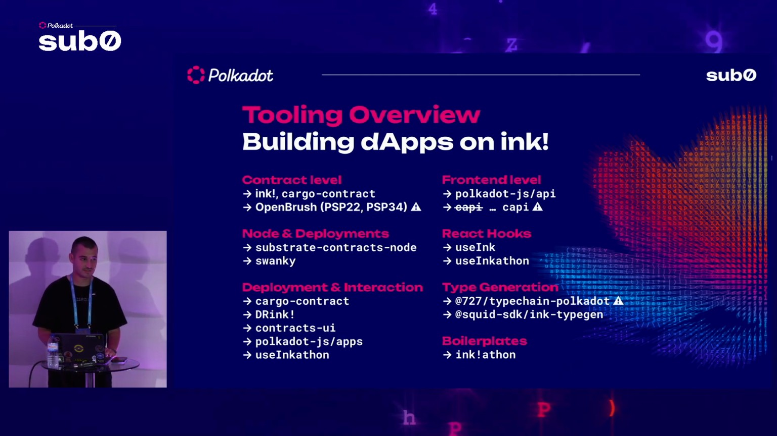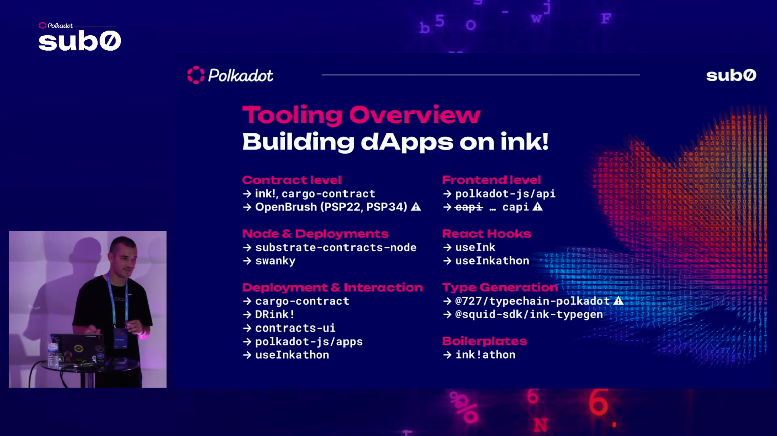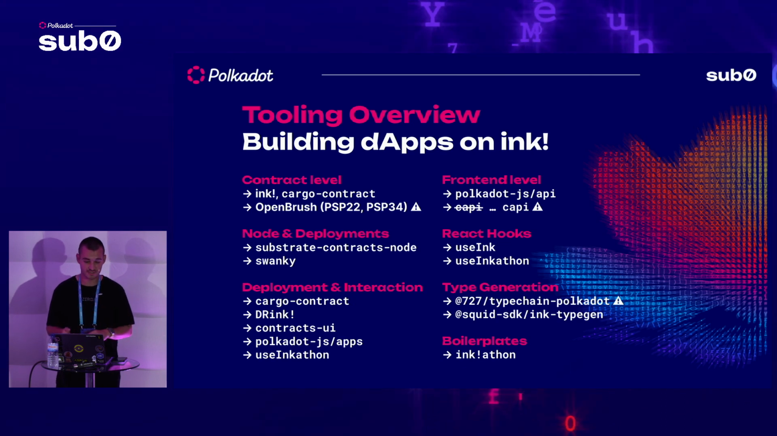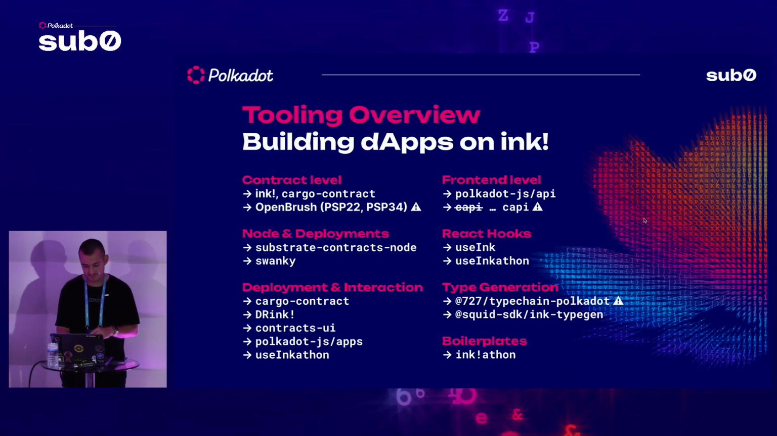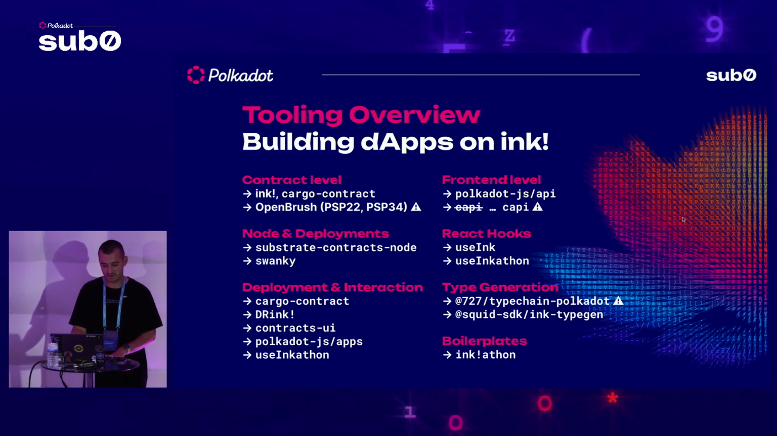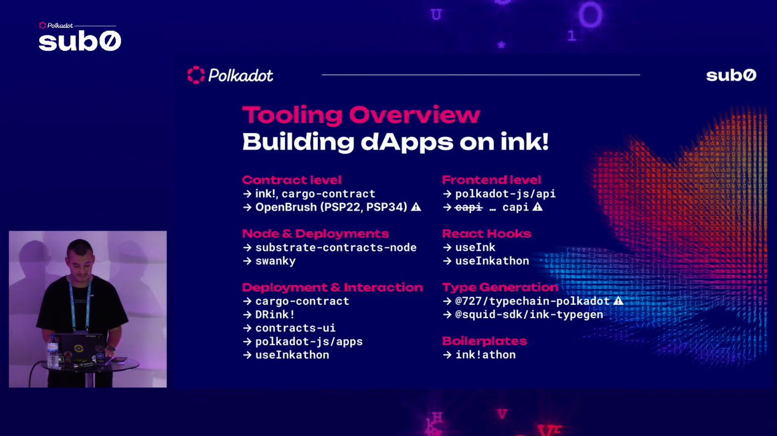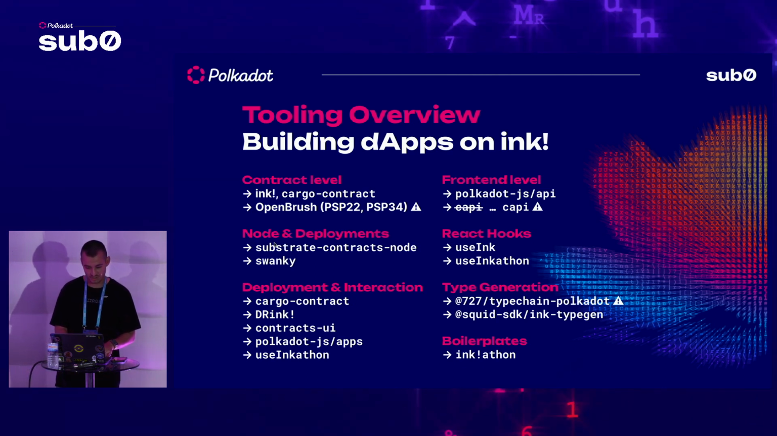We have OpenBrush, some kind of like the OpenZeppelin for ink, with standards for non-fungible tokens and fungible tokens, which are the two standards mentioned here. For spinning up a local node and deploying contracts. Oh yeah, that's actually a typo. This should only be node.